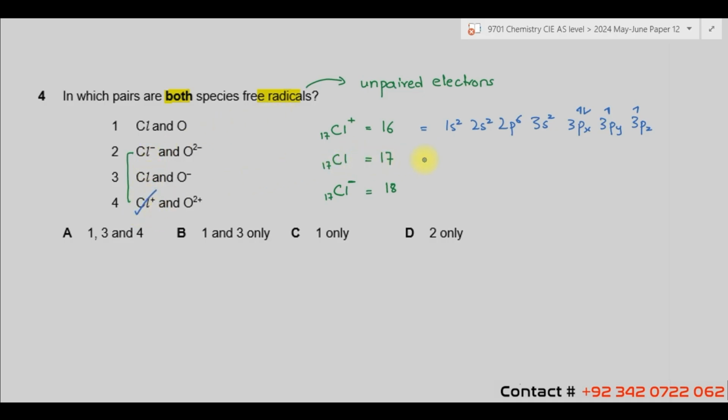Now chlorine neutral. It will be similar till 3s2. So we have 12 electrons. Then after that we have 3p5. So 1, 2, 3, 4, 5. Still one electron is unpaired, so Cl is also a free radical. Then we have electron rich one, Cl-. Same electronic configuration for the first part until 12. Then we have 3p6.